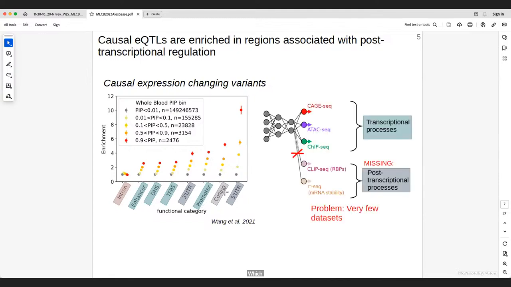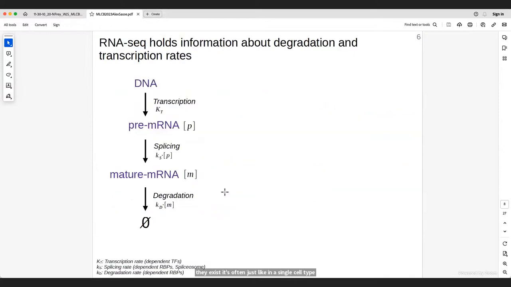And so while these datasets exist, for example, CLIP-seq for the location of RNA binding protein binding, or other sequencing techniques for measuring mRNA stability, there are very few of those compared to other types of datasets. And also when they exist, it's often just in a single cell type. And so we're just suggesting to use RNA-seq directly to train these models on.